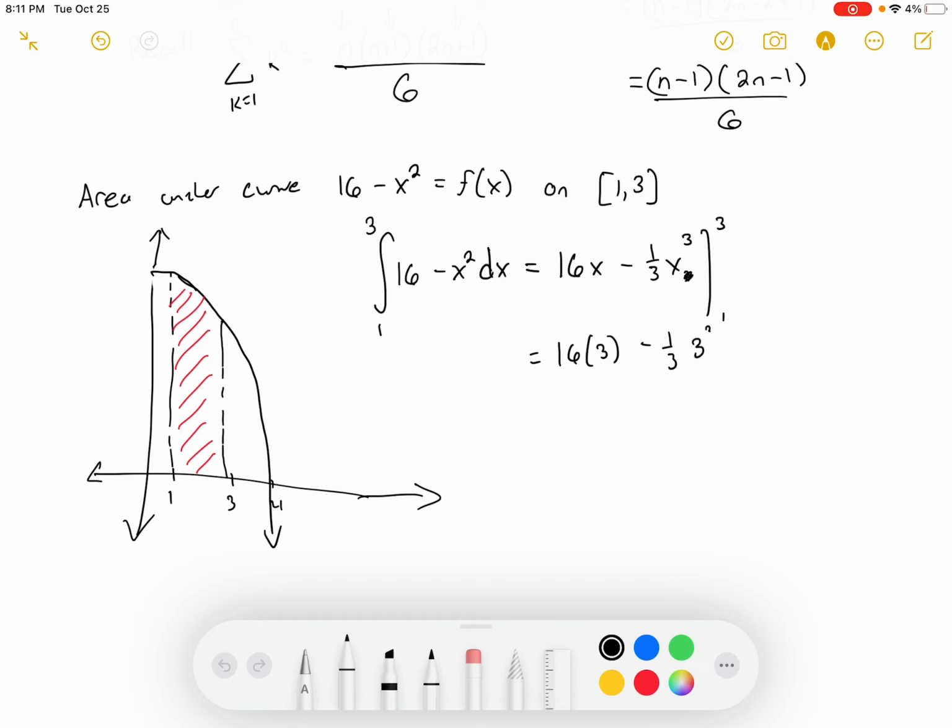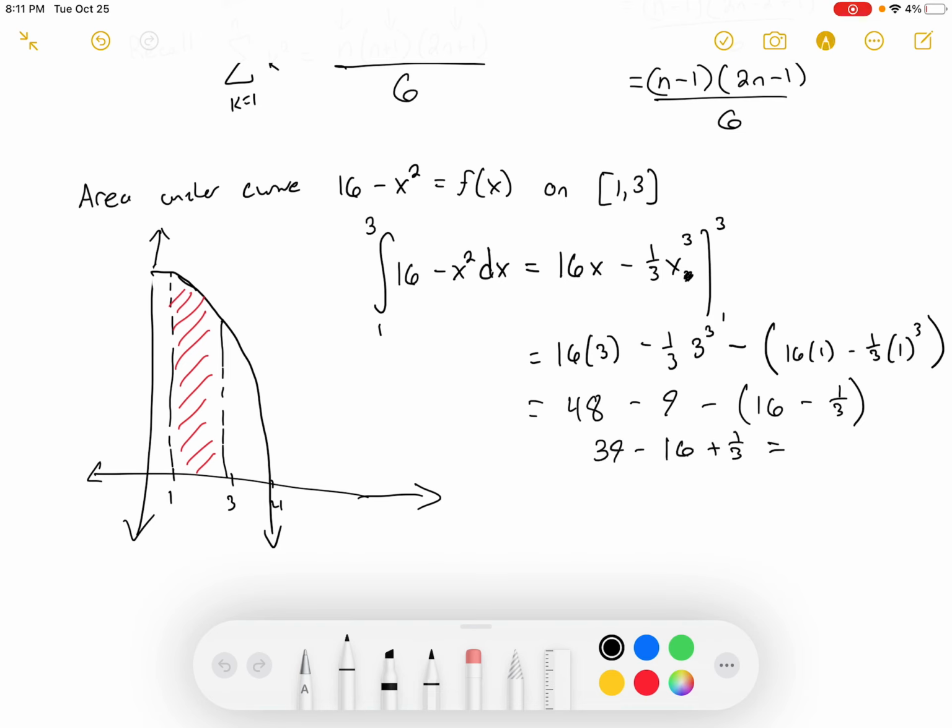1/3, 3 cubed, minus this whole thing, 16 times 1 minus 1/3, 1 to the third. So what is that? That's 48. This is a 9. This is a minus 16 minus 1/3. So that's really, help me out here. 39 minus 16 plus 1/3, or 23 1/3.